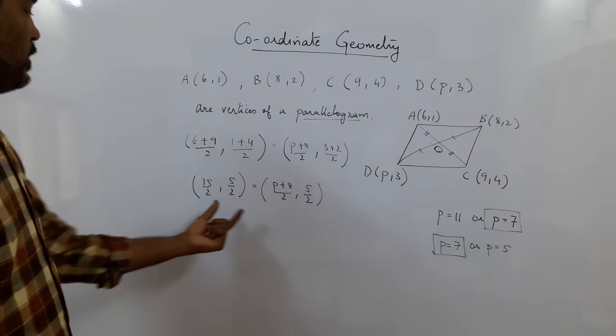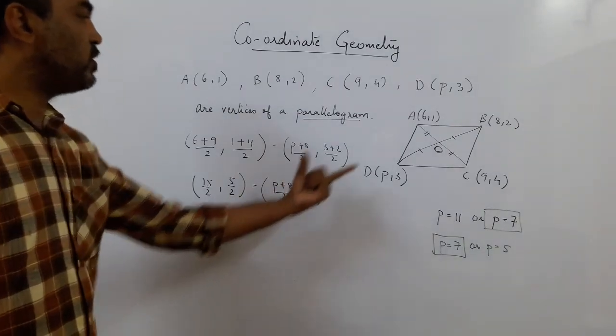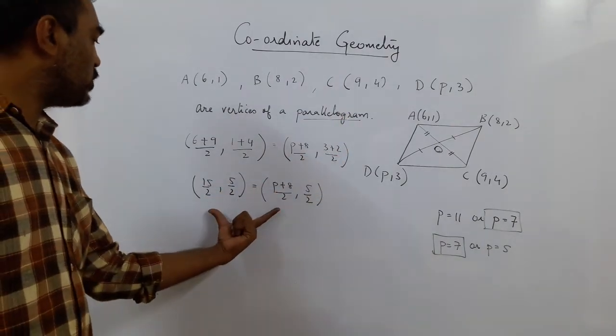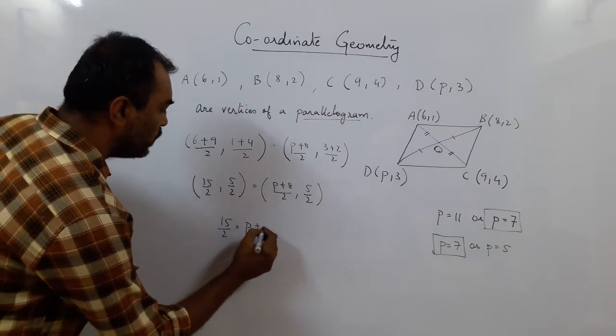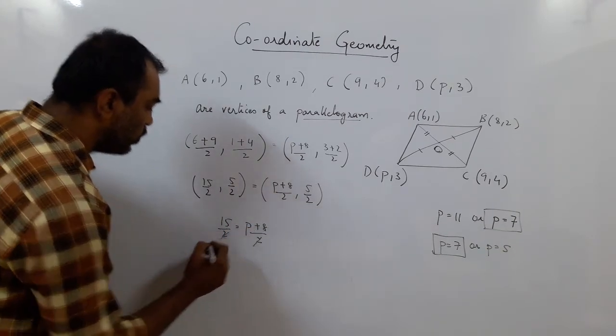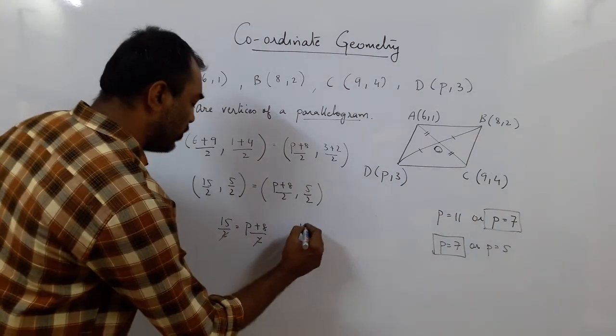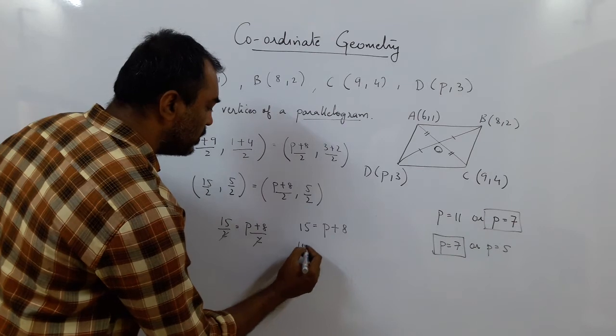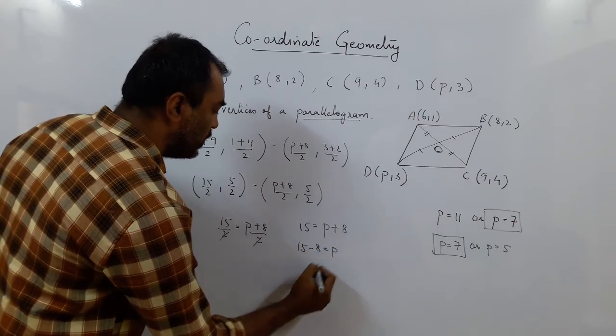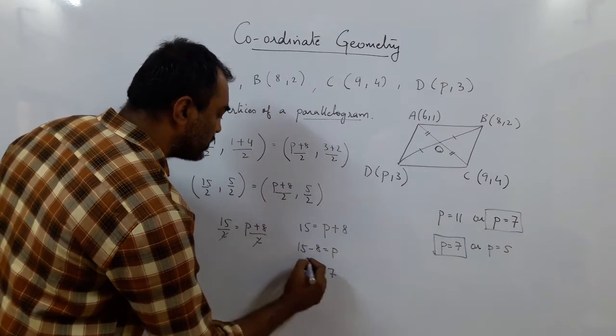Yes? Now this coordinate is the same, you can see, because the point is the same. So this 2 also has to be the same. So 15 upon 2 equal to p plus 8 upon 2. On both sides the 2 gets cut. So you get 15 equal to p plus 8. Take the 8 on this side. So 15 minus 8 equal to p, or p equal to 7.